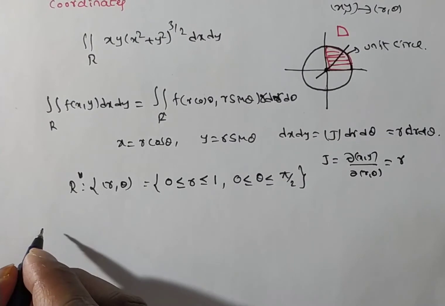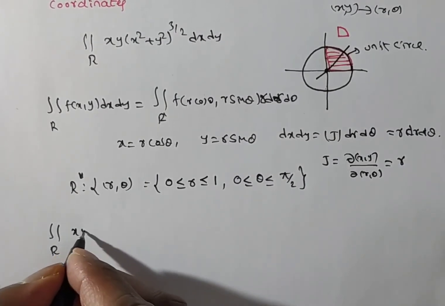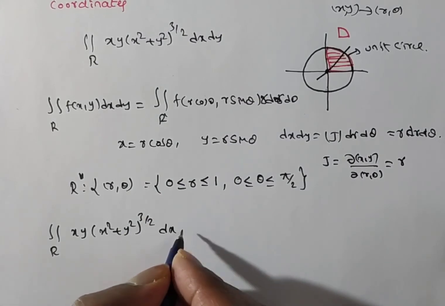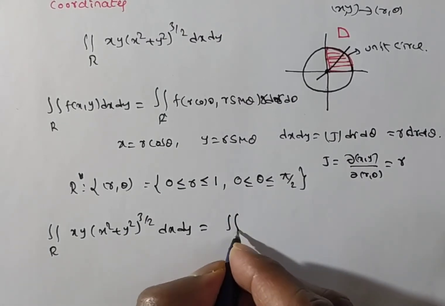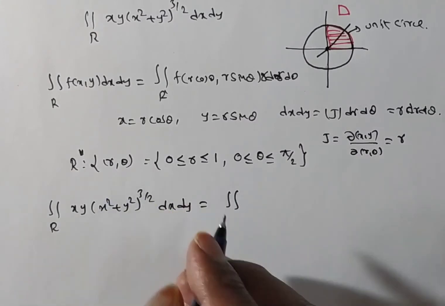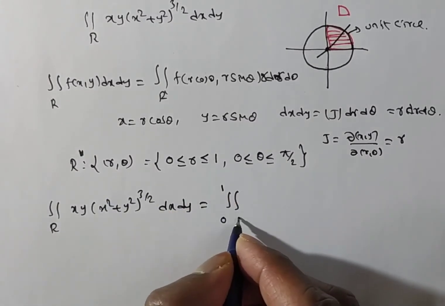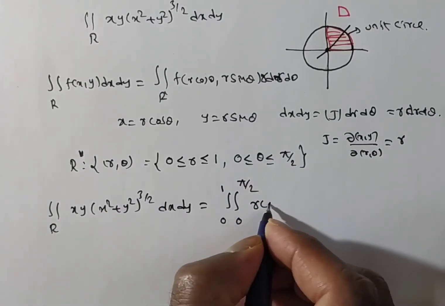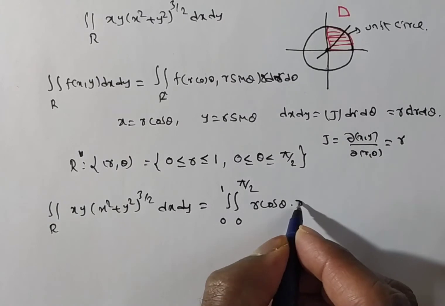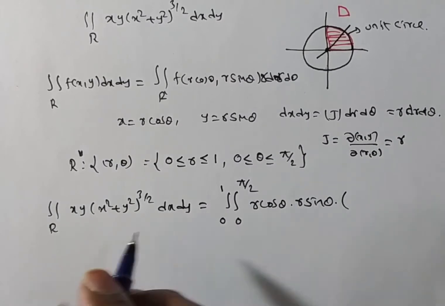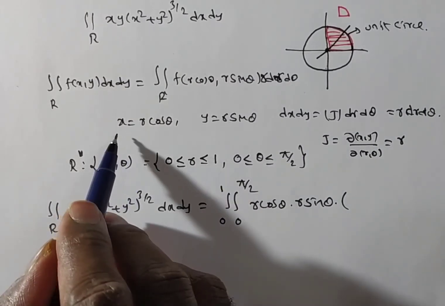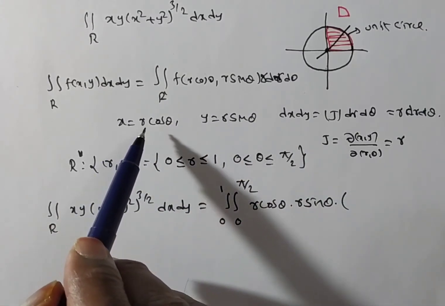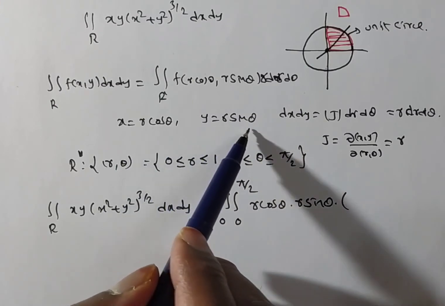So the double integral over R of xy times (x square plus y square) whole to the power of 3 by 2 dx dy will become the integral over R dash. What is the R dash region? You have the limits: r is from 0 to 1 and theta is from 0 to pi by 2. And xy: x is r cos theta, y is r sin theta, times x square plus y square. What is x square plus y square? If x is equal to r cos theta and y is equal to r sin theta, then x square is r square cos square theta, and y square is r square sin square theta.